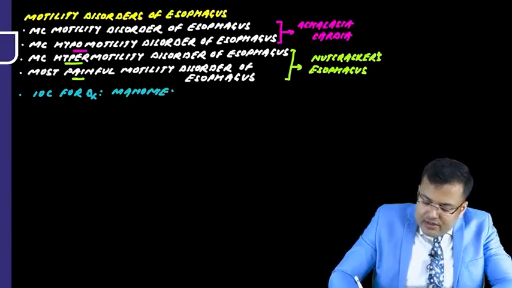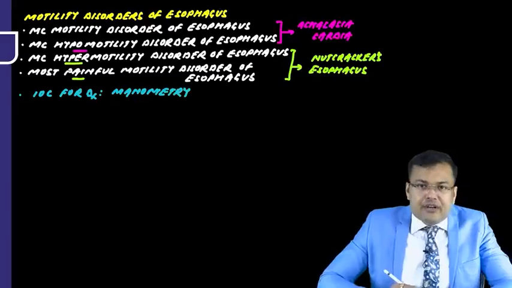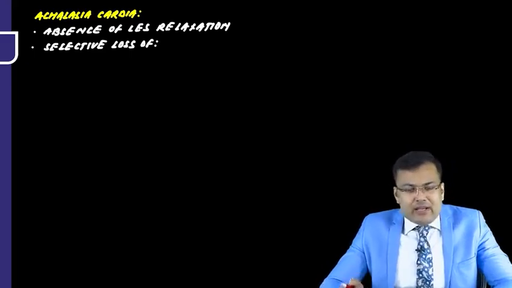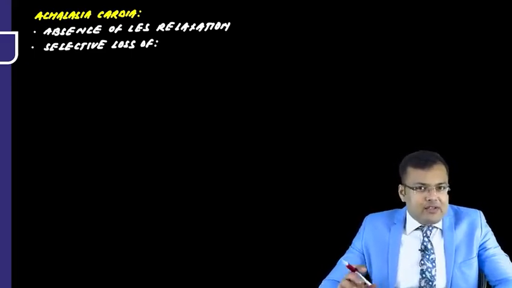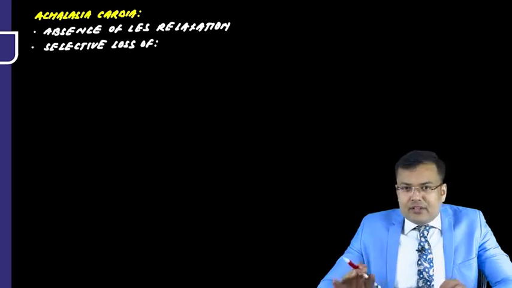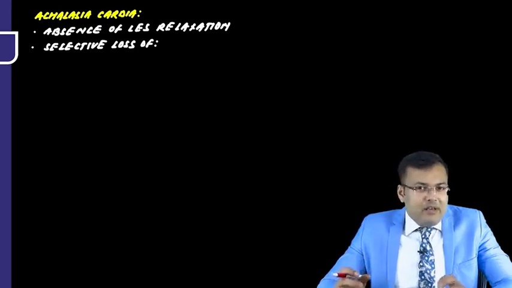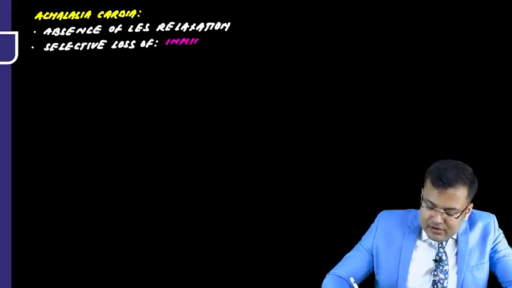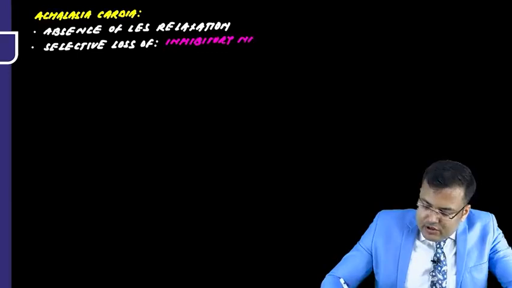So in motility disorders, the investigation of choice for diagnosis is the same in all, and that is manometry. Achalasia means failure to relax. So which structure is not relaxing? That is the LES. It is characterized by absence of LES relaxation, caused by selective loss of inhibitory neurons in the myenteric plexus, the neurons responsible for relaxation.